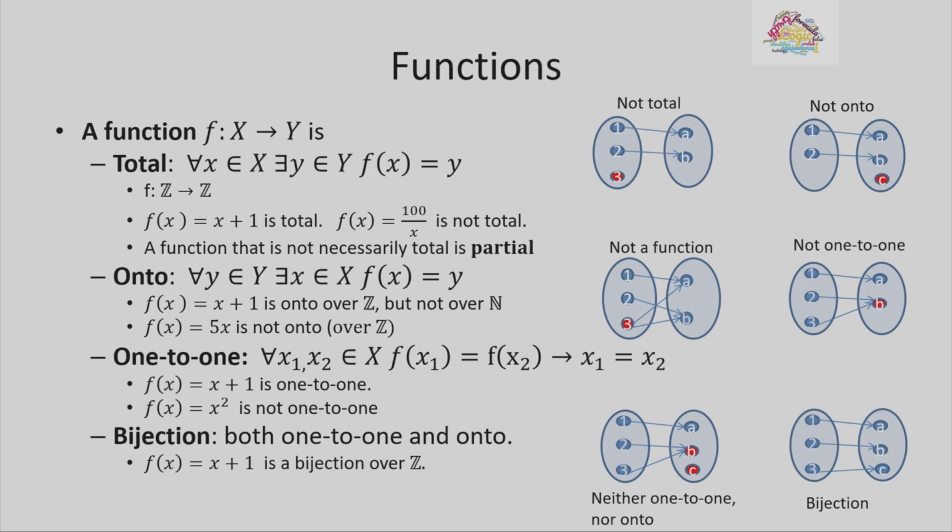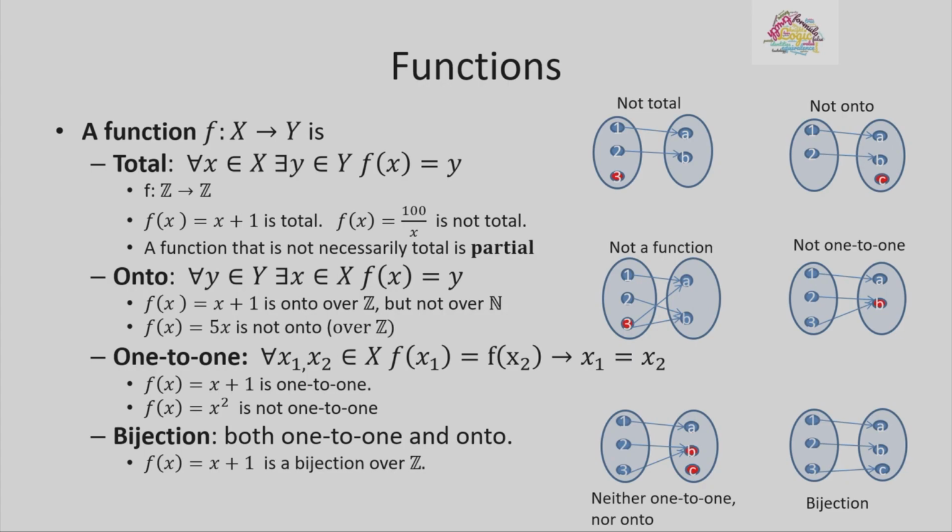So other types of functions, which are sort of mirror images of those, are onto functions and one-to-one functions. A function is onto means everything on the right side has something mapping to it. So it's kind of a mirror image of a total. In a total, everything on the left had a line coming out of it. For the onto, everything on the right has a line coming into it.